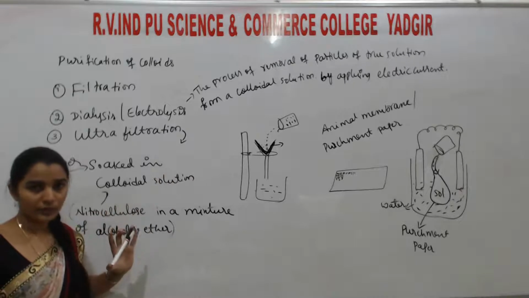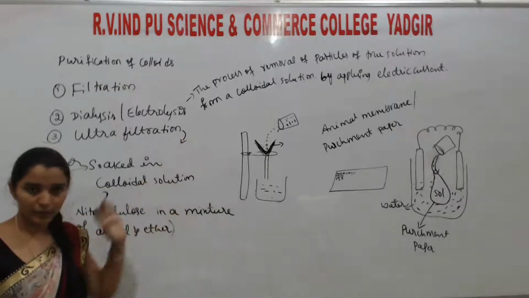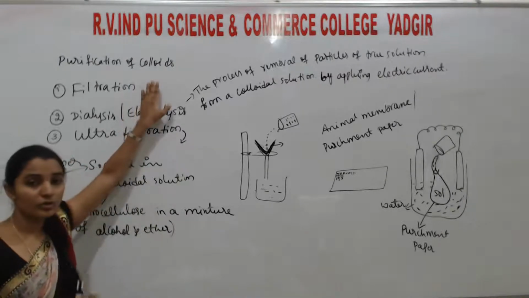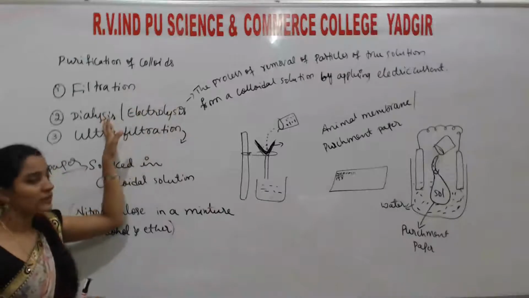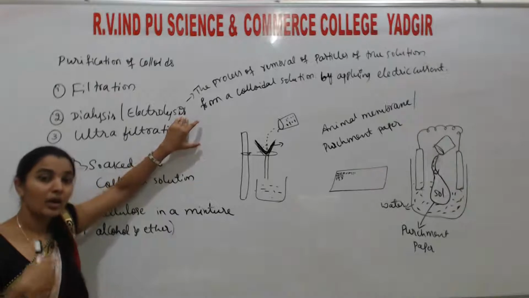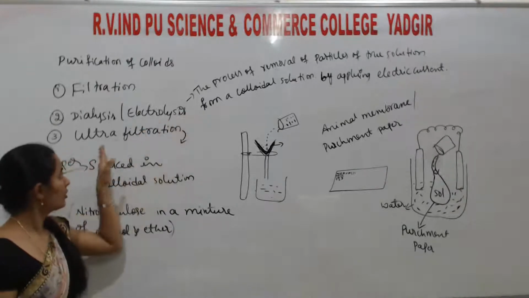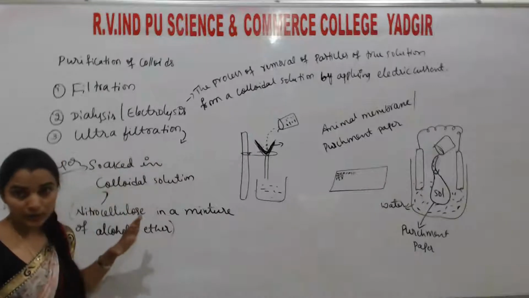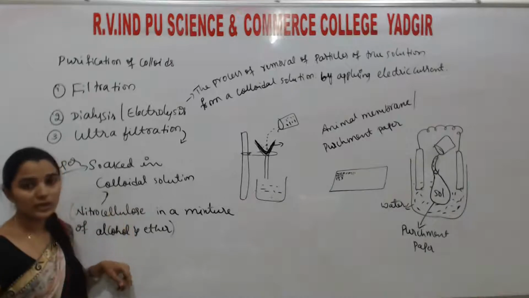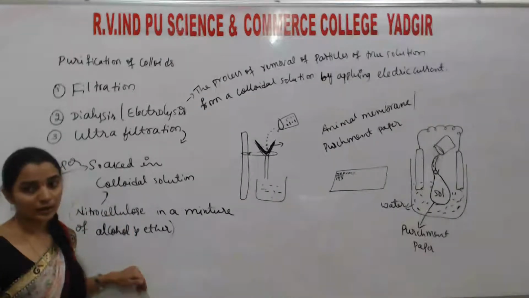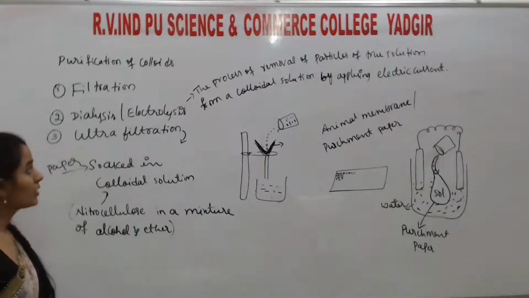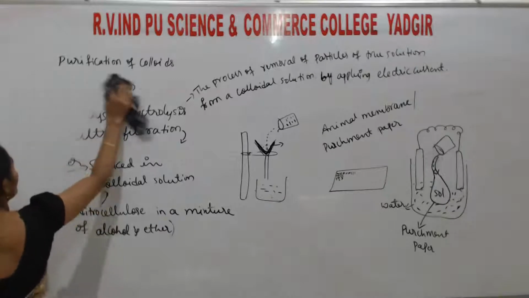The process is the same. Using filter paper, we have to filter it, like normal filtration. But the difference is what? In filtration, we use only normal filter paper. In dialysis, we use parchment filter paper. In electrodialysis, parchment filter paper along with electric current. In ultrafiltration, it is a special type of filter paper soaked in colloidal solution, that is nitrocellulose in a mixture of alcohol and ether. Okay, so this is all about the filtration process. Next we will discuss the properties of colloids.